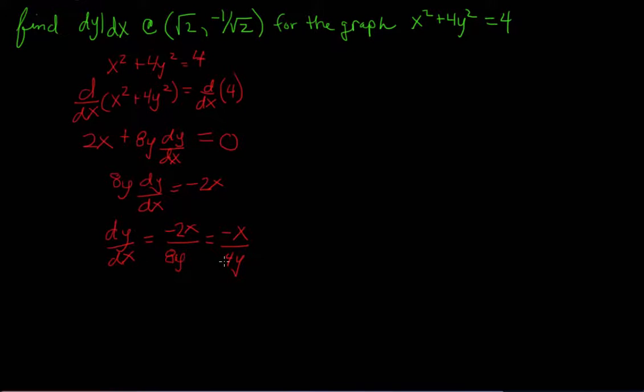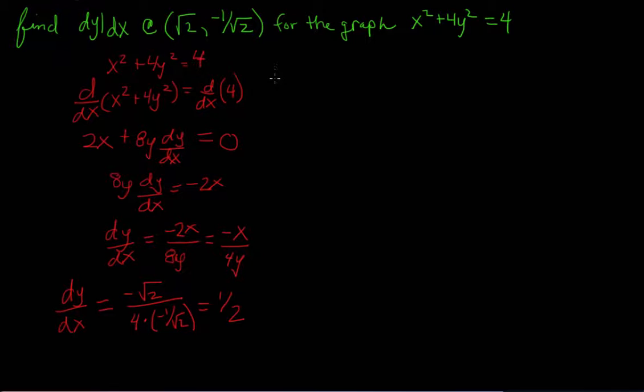Remember, when we implicitly differentiate, chances are we're going to get an expression that has x's and y's in it. So for dy/dx at our point, we just plug in those values. We have negative square root of 2 over 4 times negative 1 over the square root of 2. When we simplify that, we get a result of 1/2. So the slope of the tangent of this ellipse at the point square root of 2, negative 1 over the square root of 2 is 1/2.